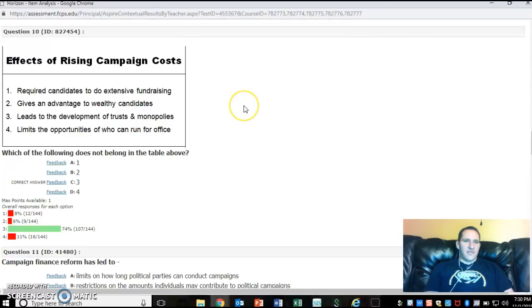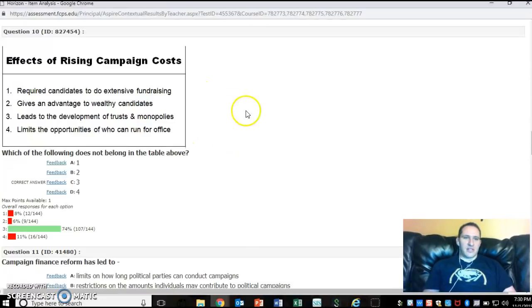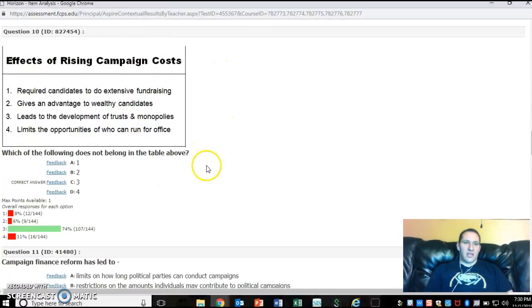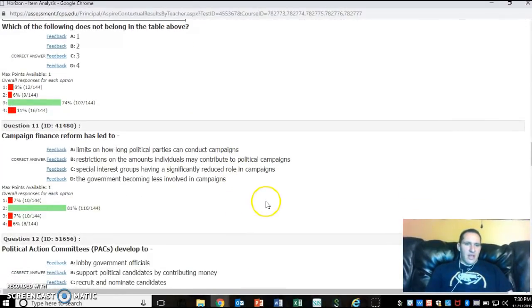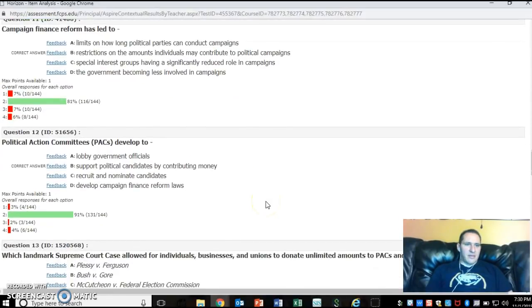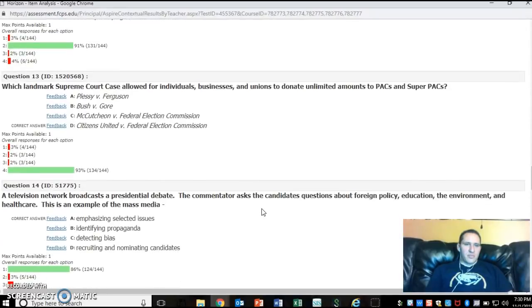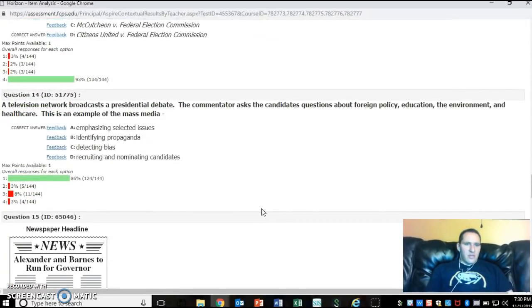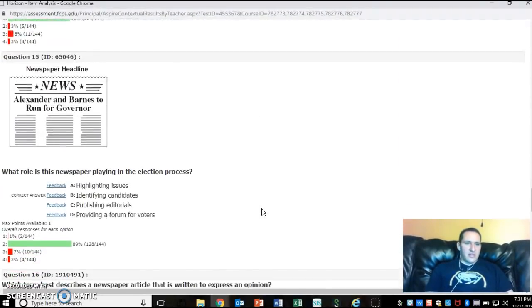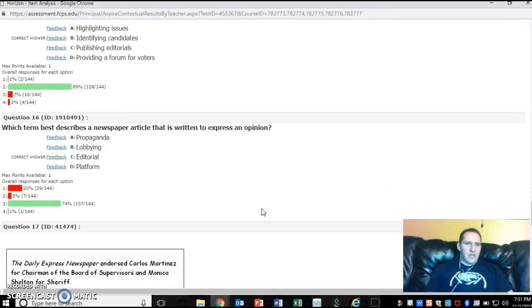Yes, candidates have to be expensive for fundraising. Yes, wealthy have the advantage. Yes, it limits opportunities. So 3 has to be answered. By the way, the warm-up that we did the day of the quiz, these 3 things were exactly on there. Okay. Number 11 was pretty good. Number 12 you did well. 13 was the only Supreme Court case we talked about. Number 14 you did well. Emphasize selected issues. 15 as well.